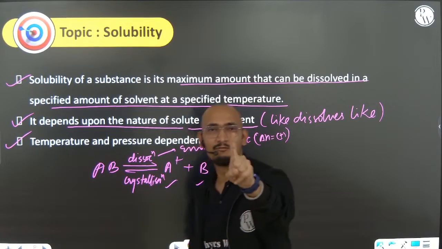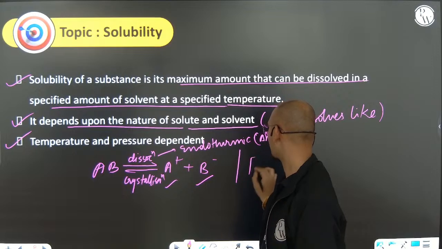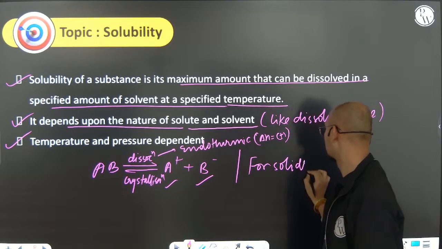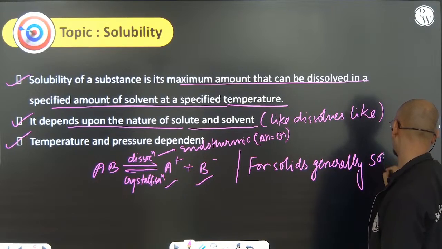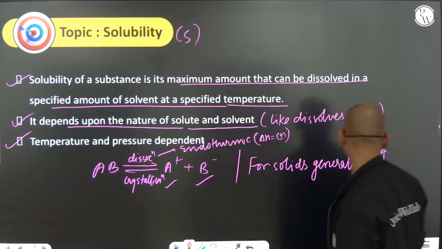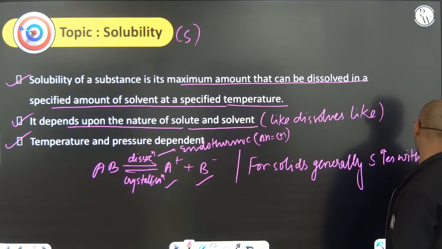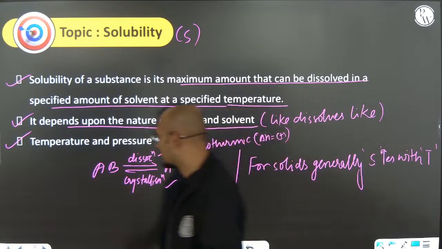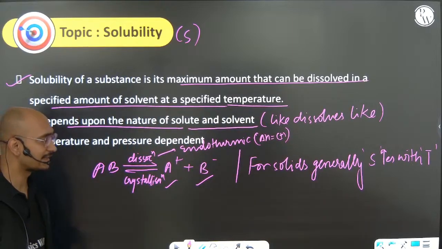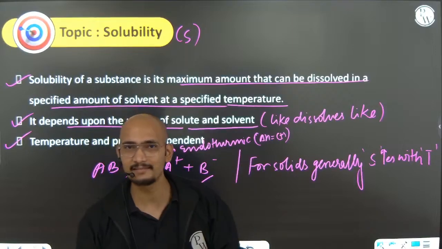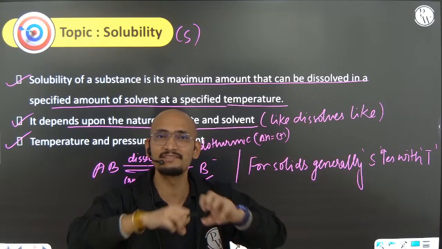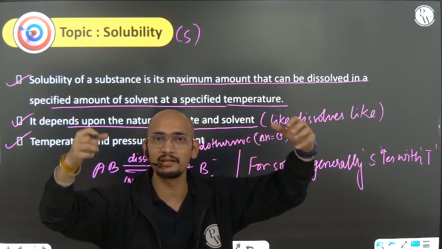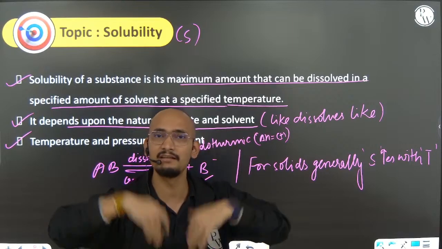So always remember, for solids, solubility, capital S, generally increases with temperature. Next, let's say there is a gas. If you try to dissolve a gas and you increase the temperature, the gas will have more and more kinetic energy, so it will start leaving the water. From inside the solvent, the gas molecules will start coming out of it.